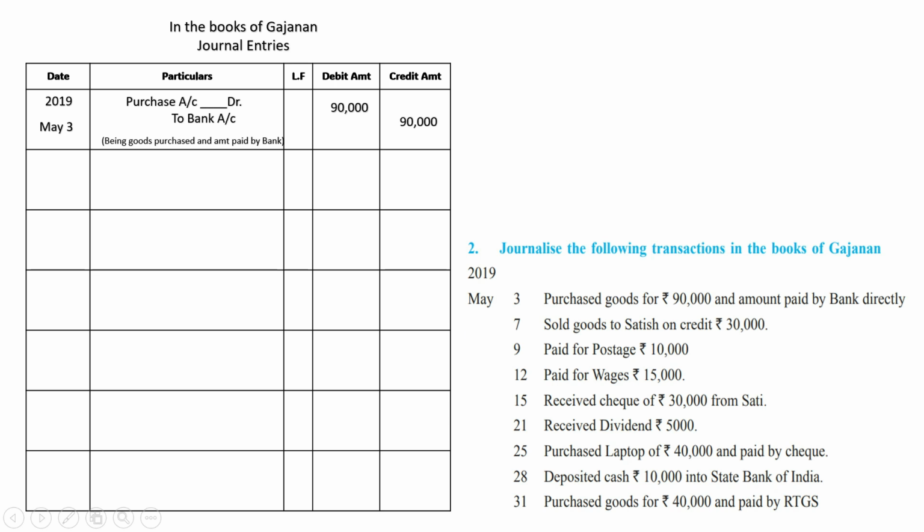Nominal rules. What is the rule for nominal? Debit all expenses and losses, credit all incomes and gains. Since sales is an income, you will write sales on the credit side. To whom are you selling your goods?